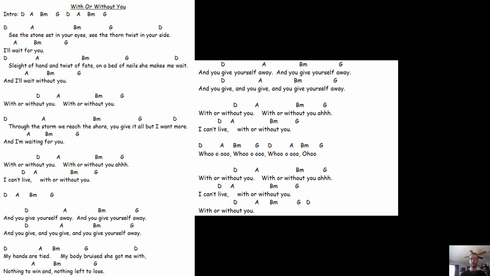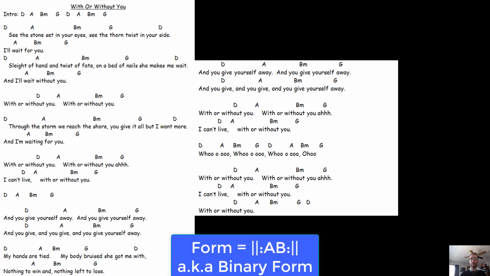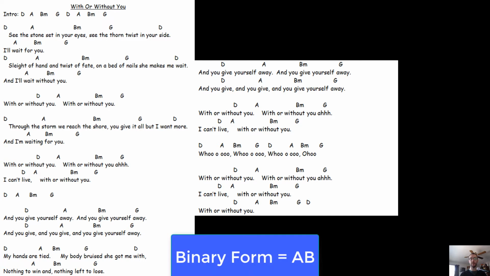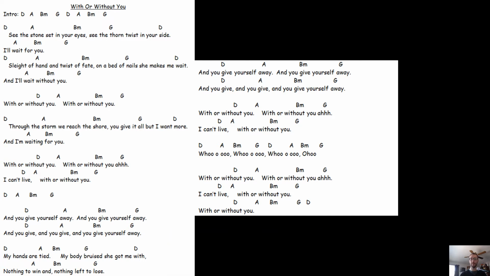Since we're just repeating over and over, this form is essentially an A-B form, also known as binary form. Keep in mind though, for binary form, the constant repetition is not necessary. Some binary pieces may be just an A, a B, and a double bar.